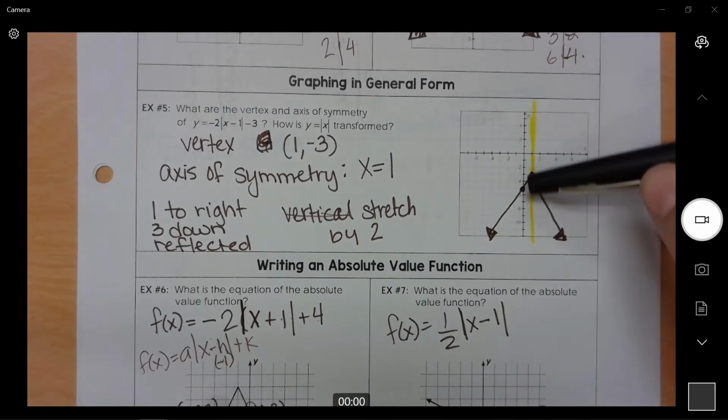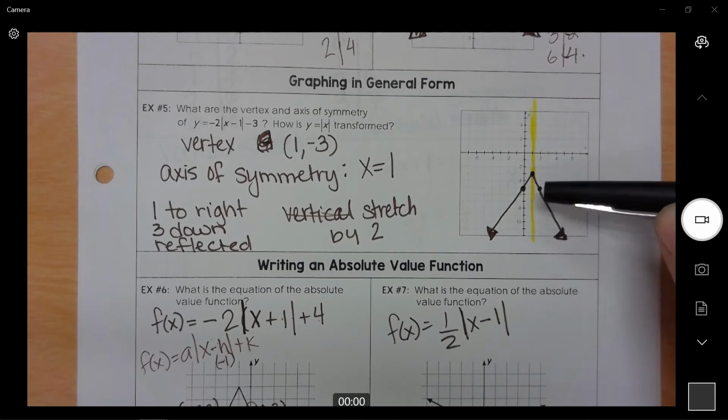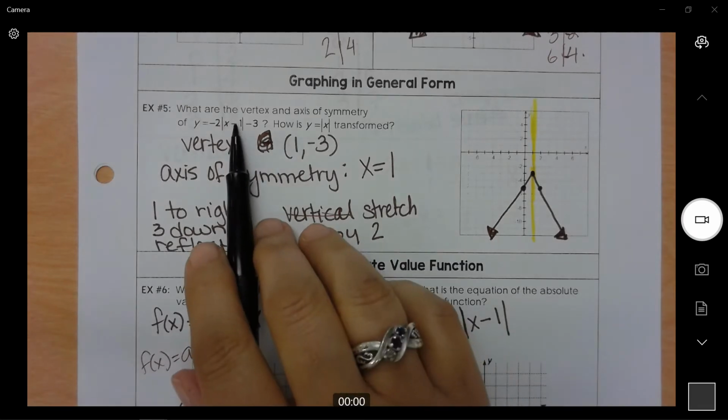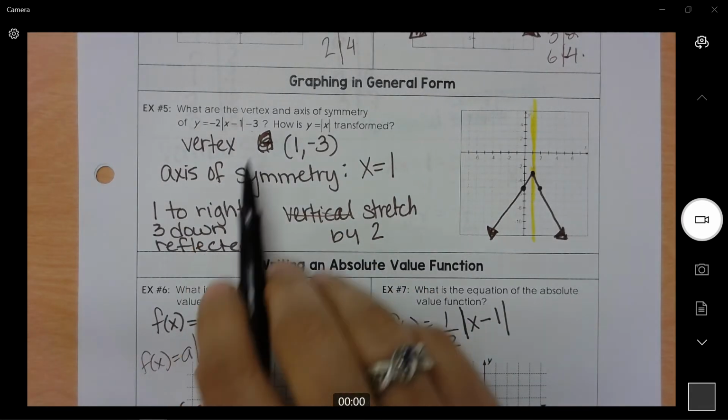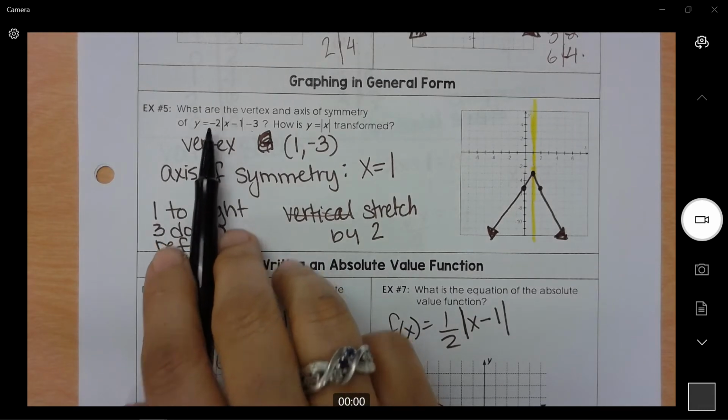The axes of symmetry is the x value at your vertex. So it's your x value of your vertex. X is whatever the vertex x value is. So we moved to the right by 1. We went 3 down, and then we reflected because we went across. We had the negative in front.